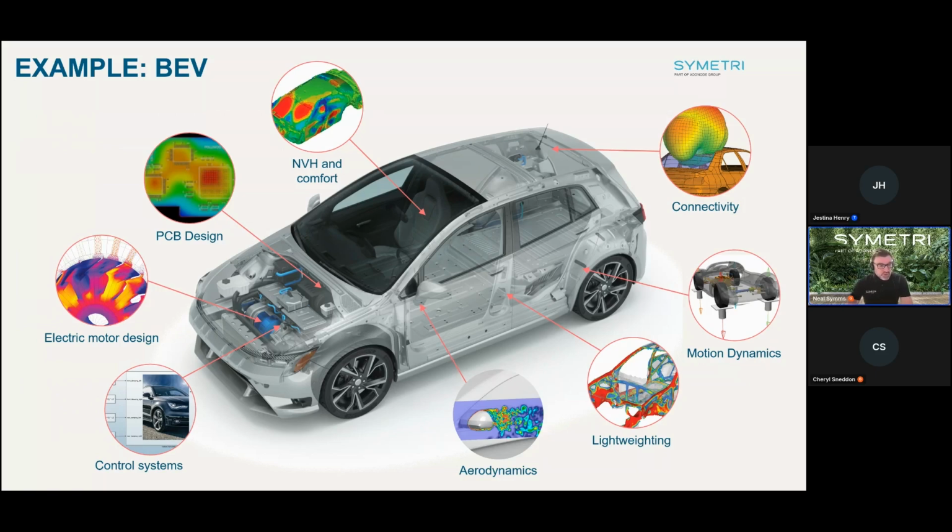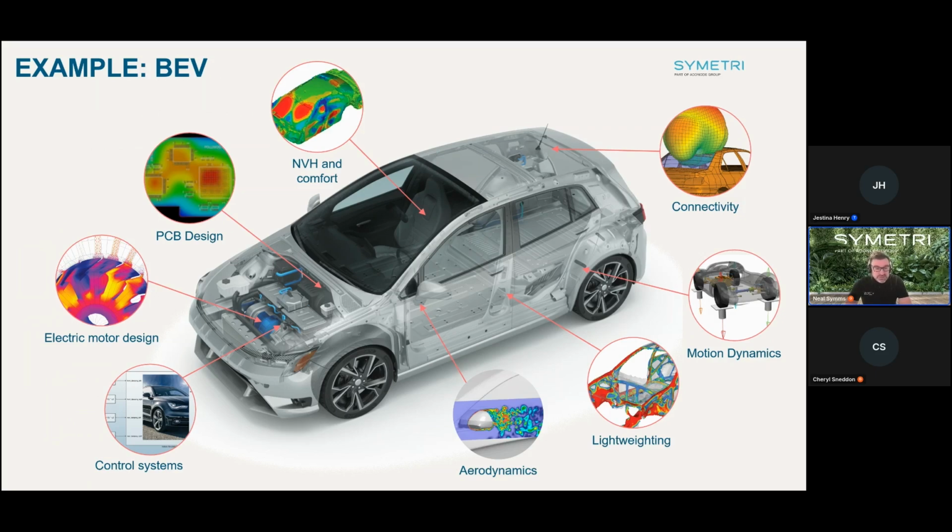Probably a more important one is lightweighting. Simulation enables the analysis of different materials and structural designs to minimize weight while maintaining structural integrity and safety. Aerodynamics: the simulation of aerodynamics helps us optimize vehicle aerodynamics to reduce drag and improve range. NVH and control simulation predicts noise, vibration, and harshness levels within the vehicle, ensuring a comfortable and quiet ride experience.